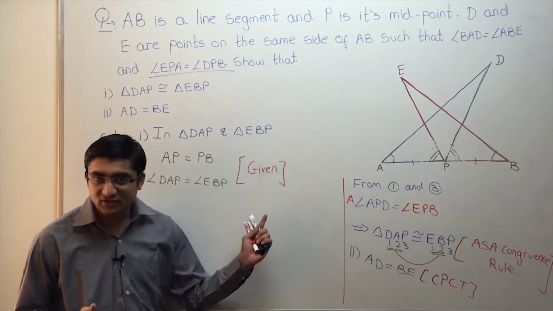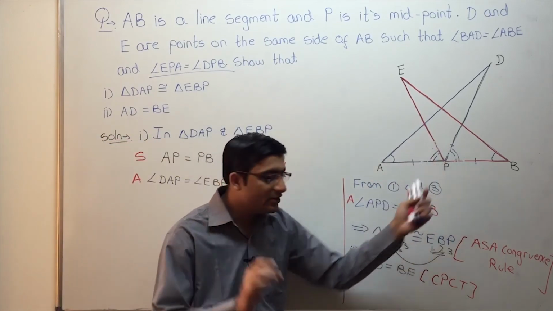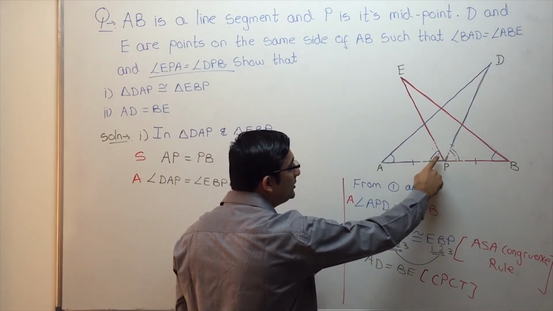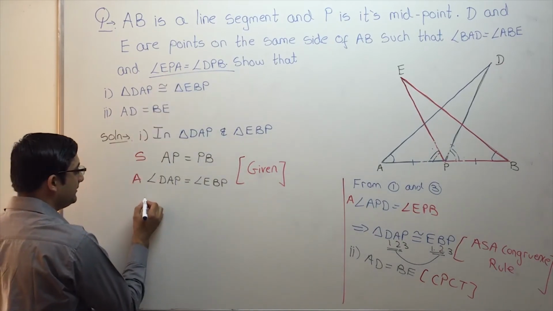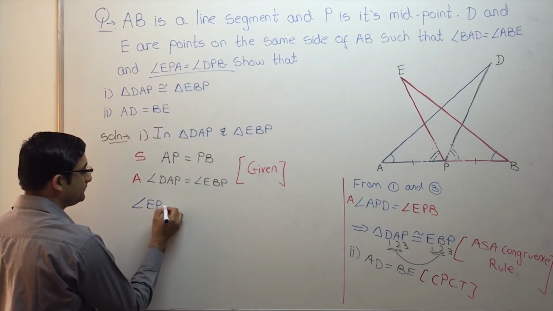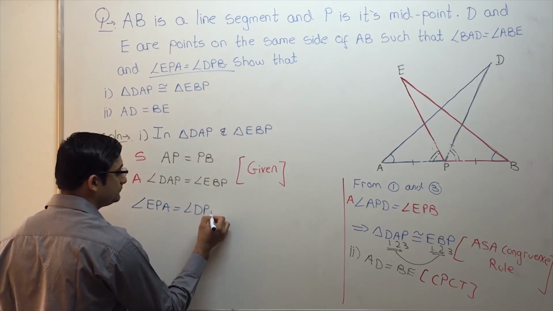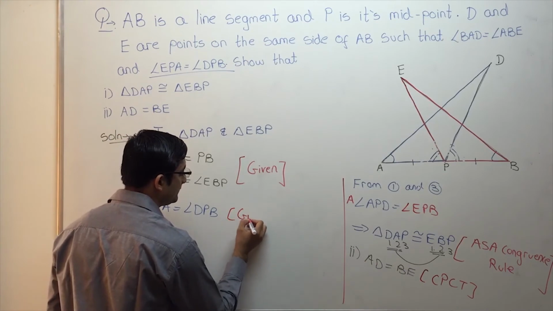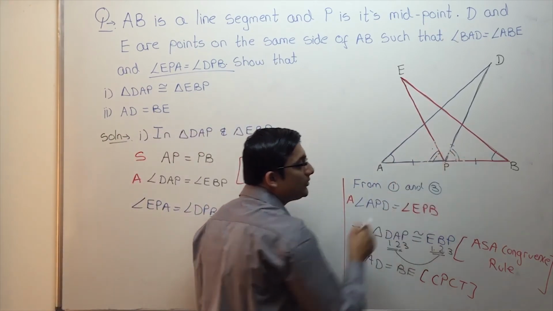So previously we have solved this question. Now let's say it's not clear to you how these two angles are equal. So I'll show you another way. See what is given to us? These two angles are equal. So write it down. What is given to us? Angle EPA is equal to angle DPB. So this over here is again given to us.